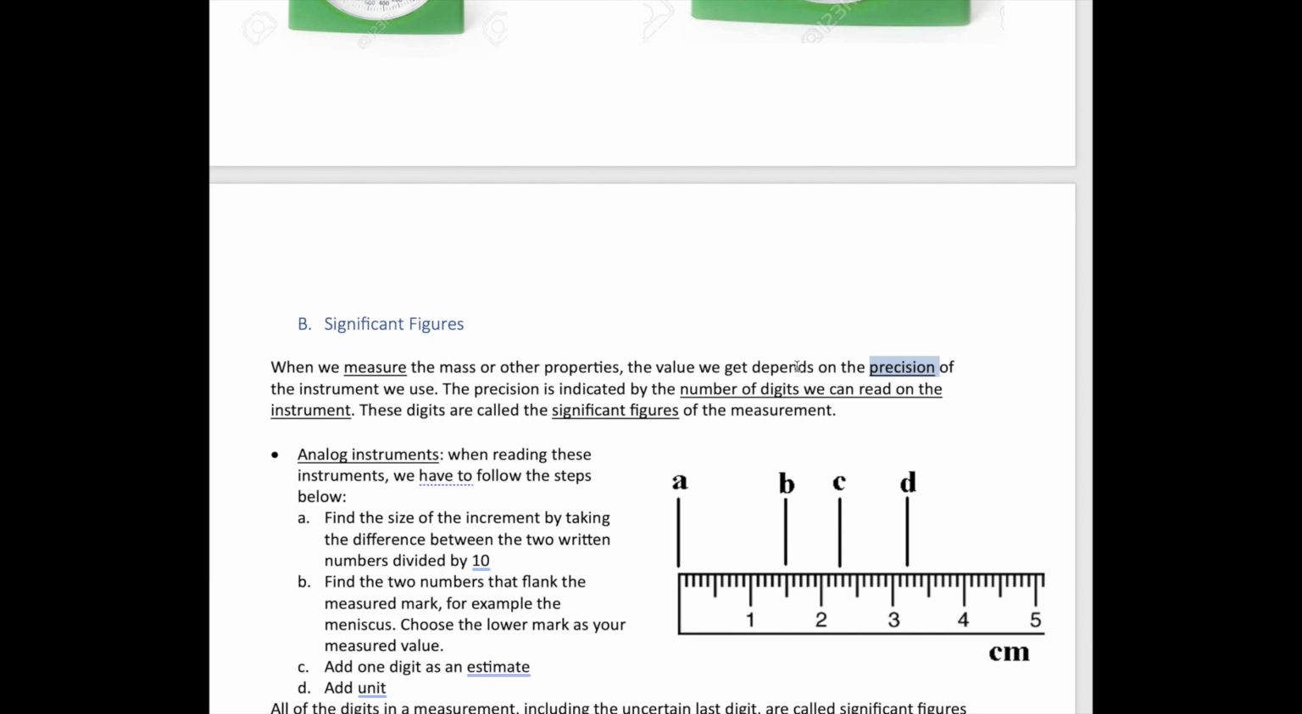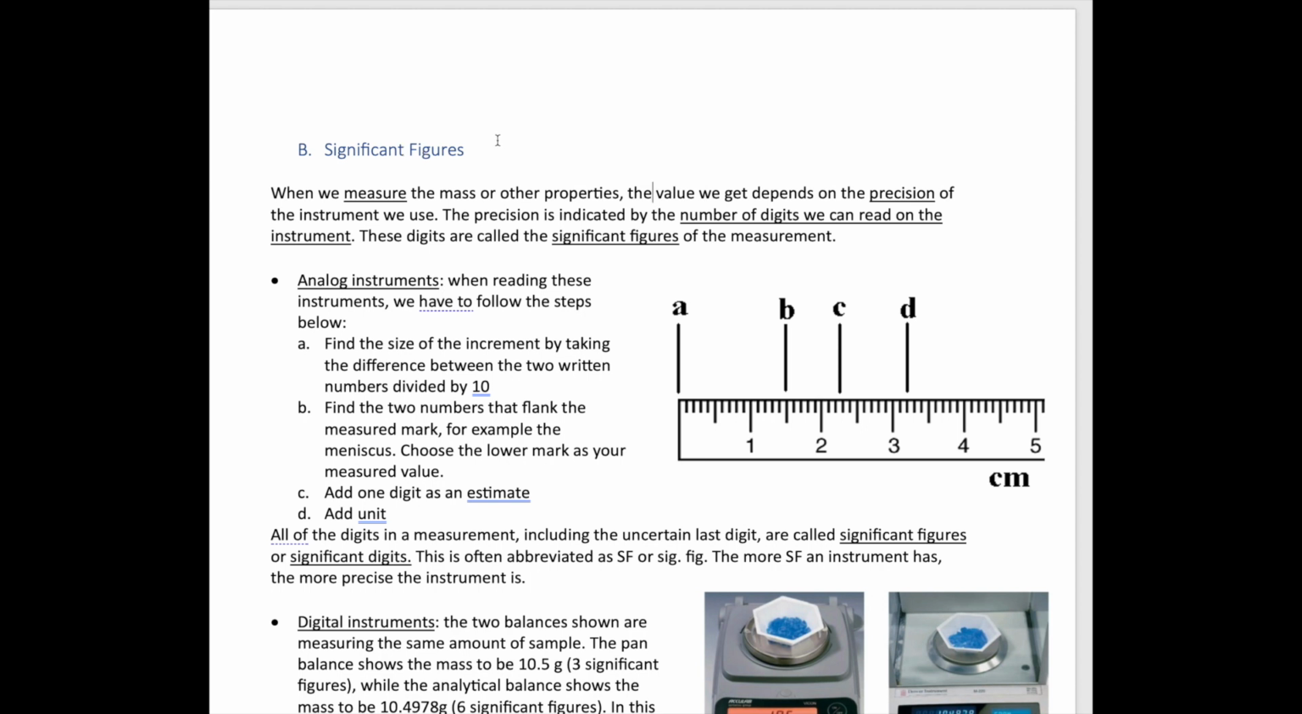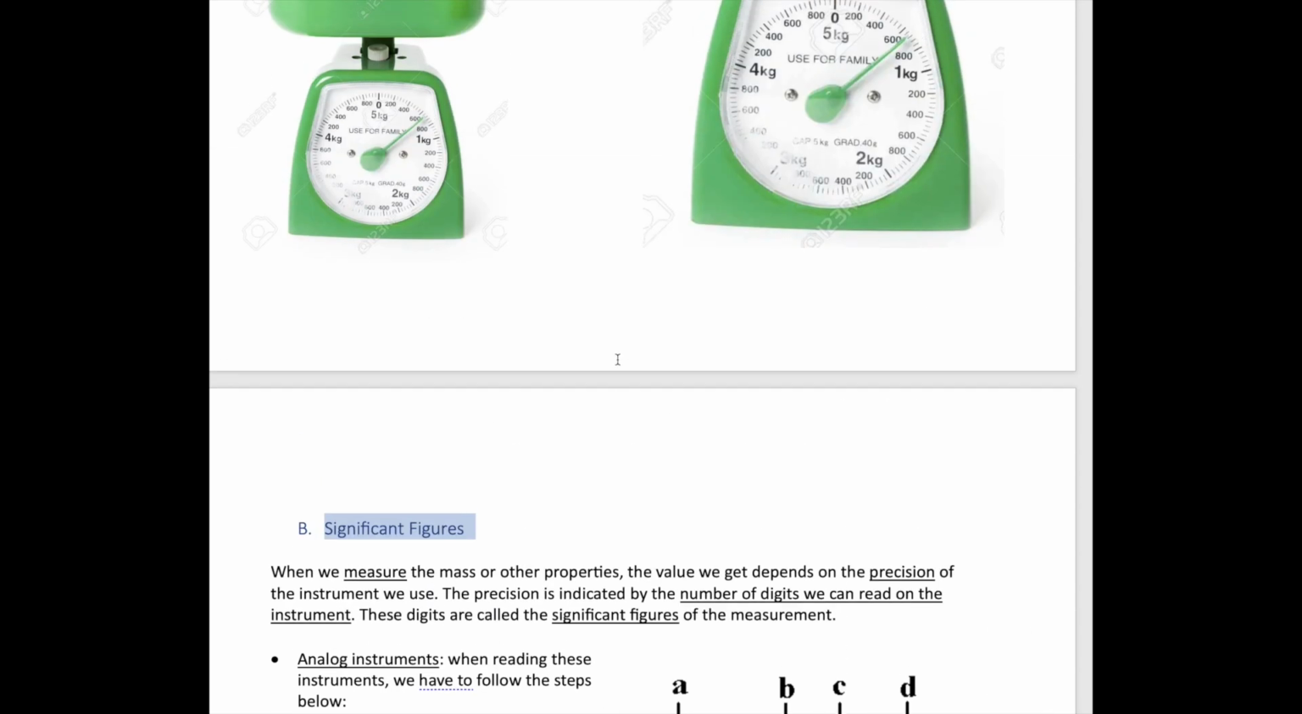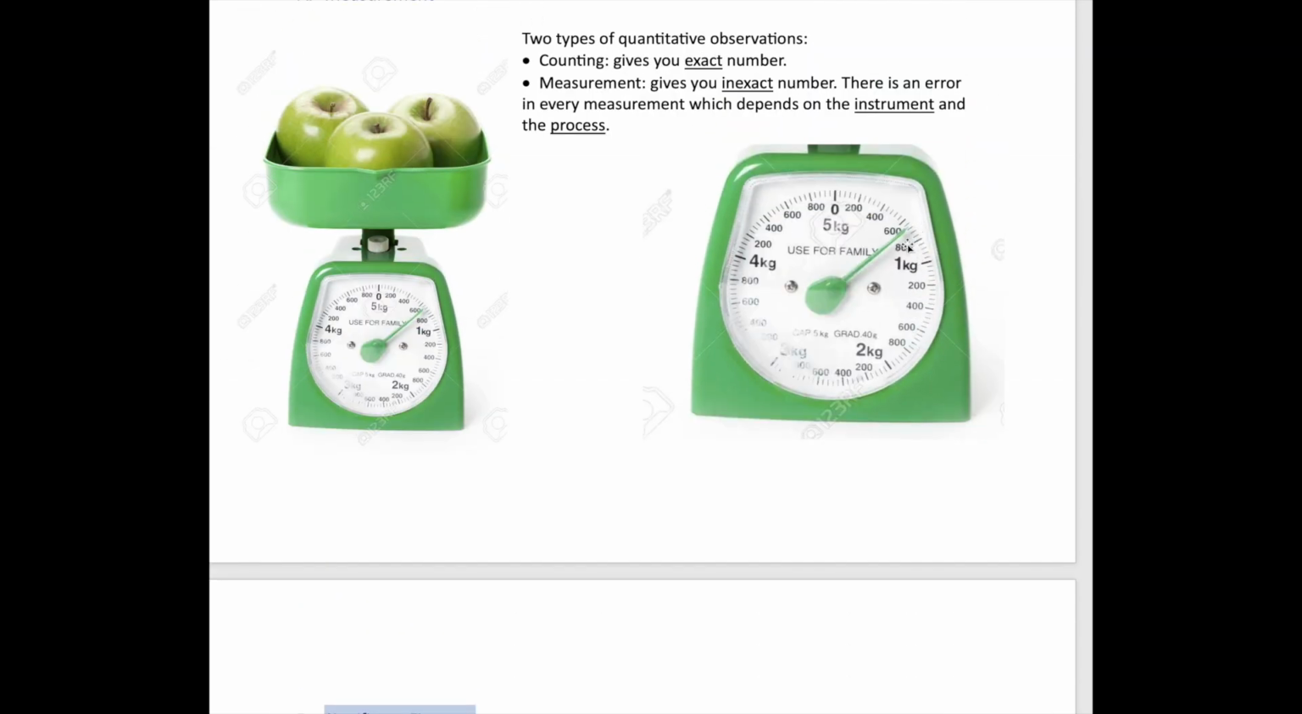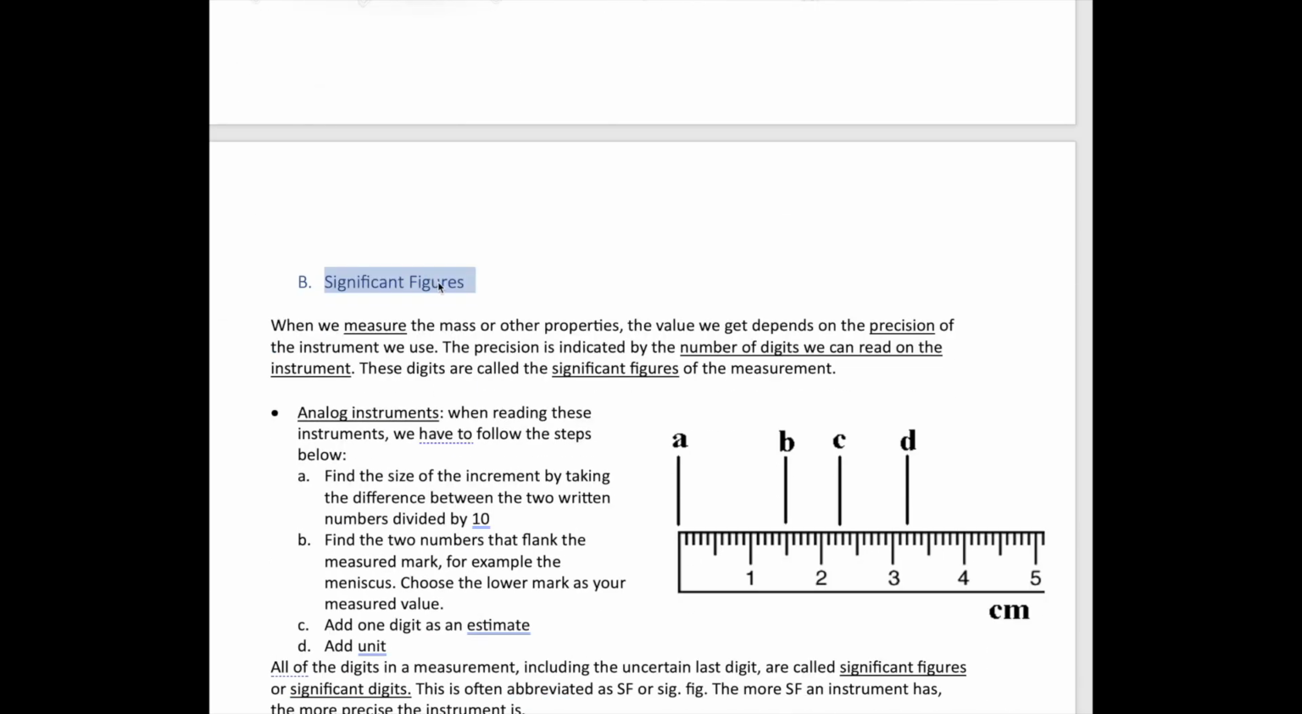Some instruments are very precise. It gives you a lot of digits. Significant figures is just all the numbers that you can read from an instrument. When I say my mass is about 660, the 3 digits, 6, 6, and 0, those are what we call significant figures. They're all the digits in a measurement.